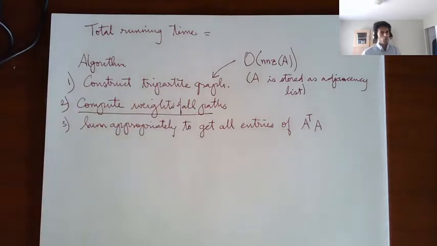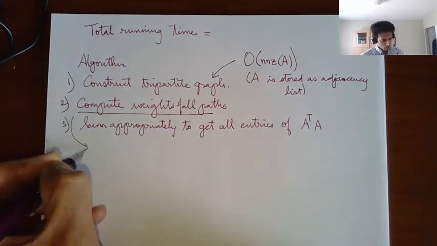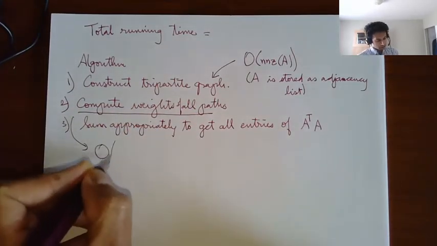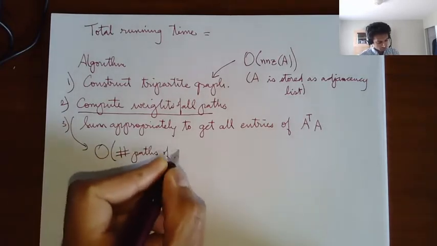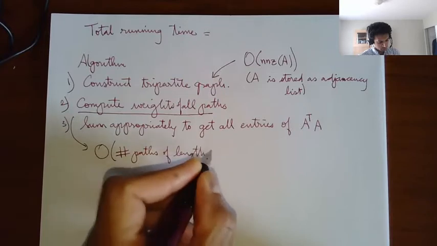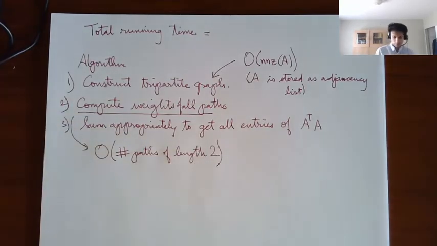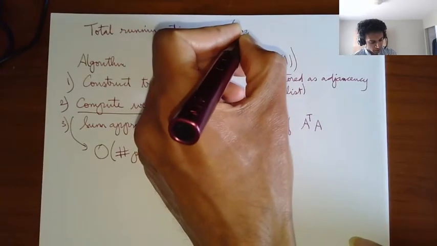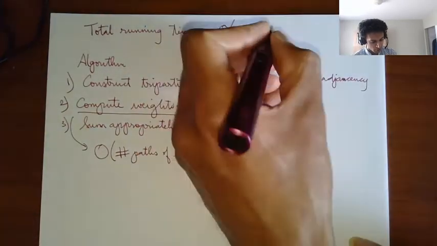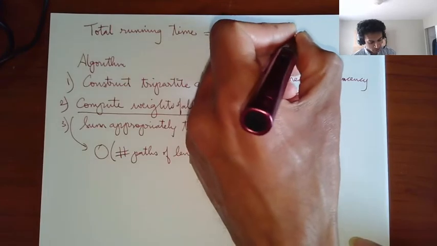But to compute the weights of all paths, this is obviously, at the very least, going to be O of the number of paths. This is at least the number of paths. So the total running time one can write as the number of non-zeros in the matrix plus the number of paths of length 2.